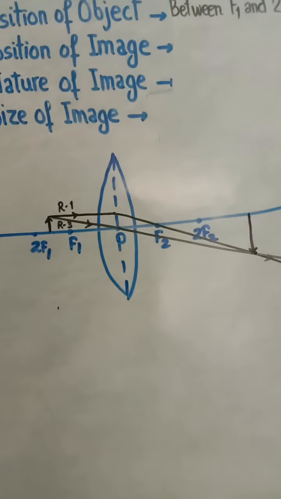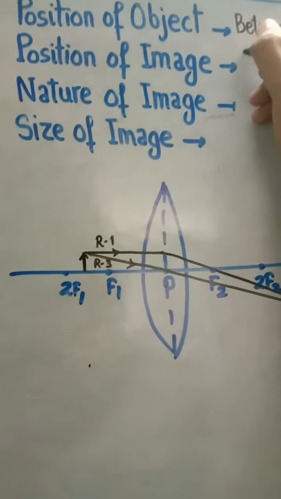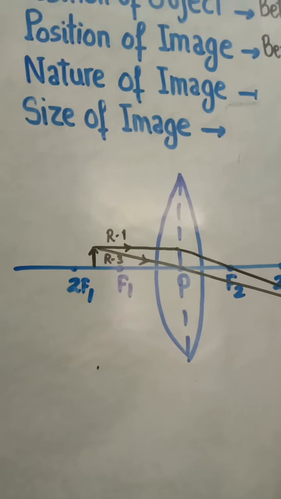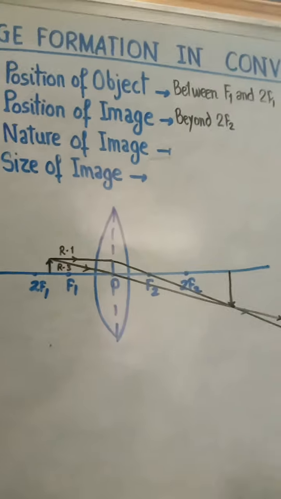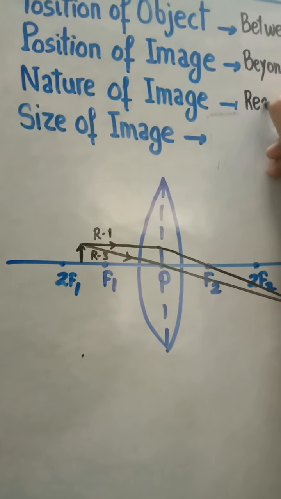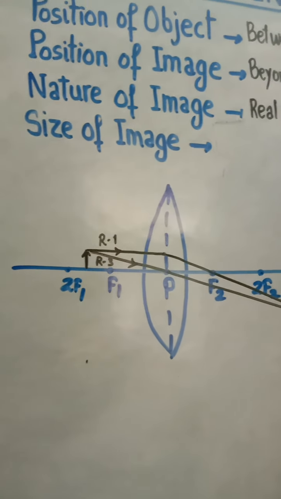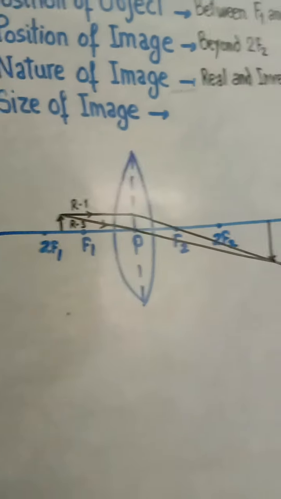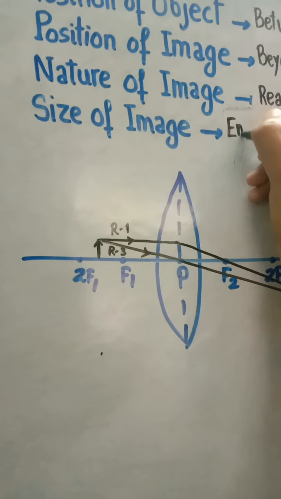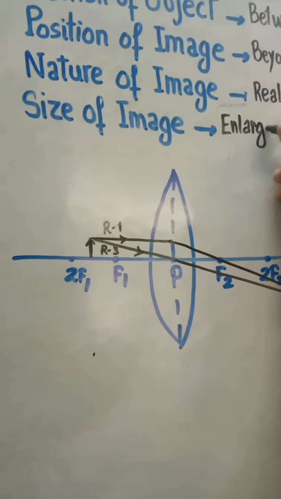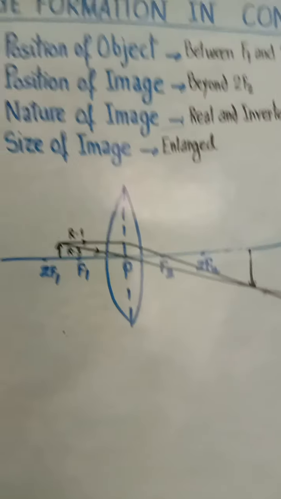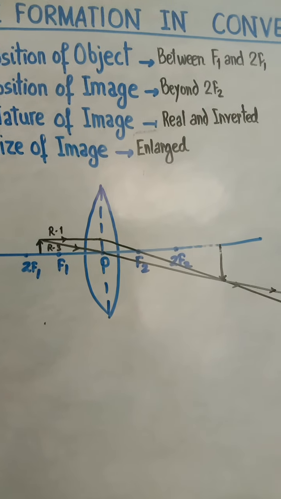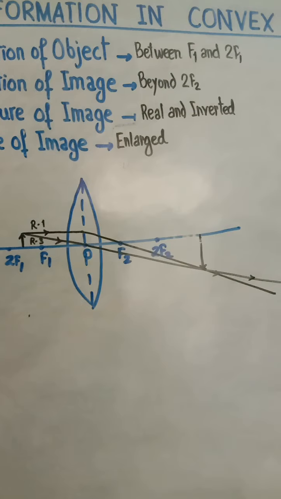So see the image formed. Image is formed beyond twice f2. Nature will be real and inverted only. And if you check out the size, it is a bit bigger. So it's an enlarged image. Okay. So this is your fourth image formation when the object is kept between f1 and twice f1.